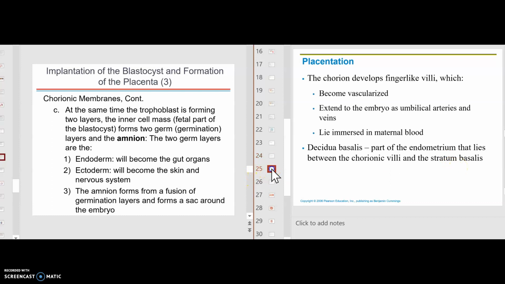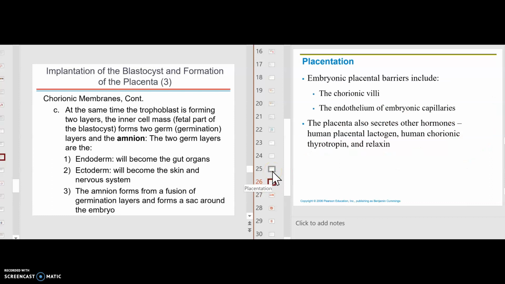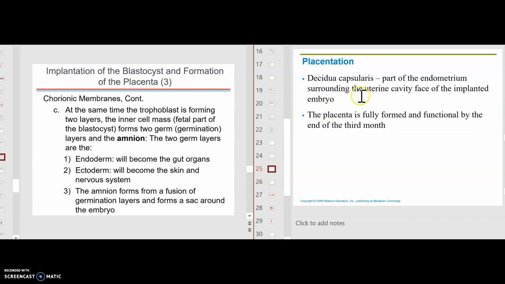Okay, let's see if I have a picture. Okay, here it is. This right here, the covering of the endometrium around the implanted embryo, is called the decidua capsularis, which you don't see. The one back here of the trophoblast, the chorion, between that and the mother's stratum functionalis, we call the decidua basalis. Okay, so that's what we're looking at. So the decidual tissue is the mother's endometrial tissue. Okay, I'm going to come back. Okay, decidual cap partly surrounds the uterine cavity. Placenta is fully functional by the 3rd month.